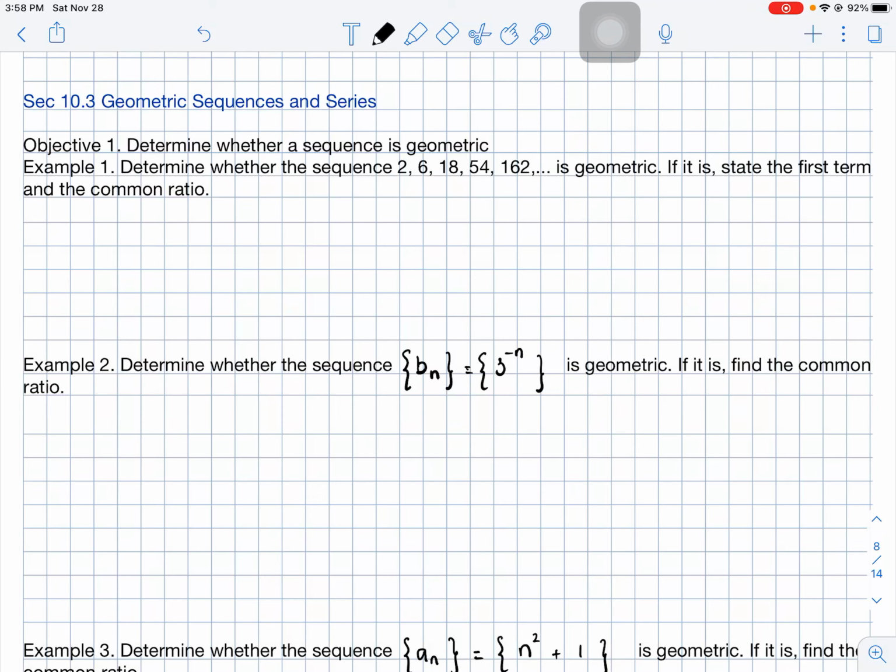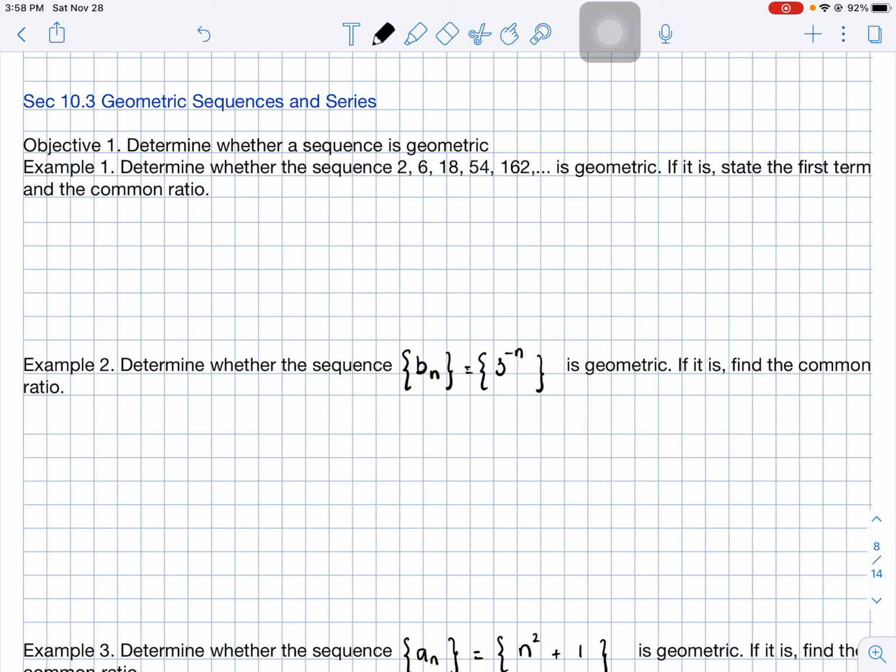Section 10.3 Geometric Sequences and Series. Objective number 1. Determine whether a sequence is geometric. Example 1. Determine whether the sequence 2, 6, 18, 54, 162 is geometric. If it is, state the first term and the common ratio.